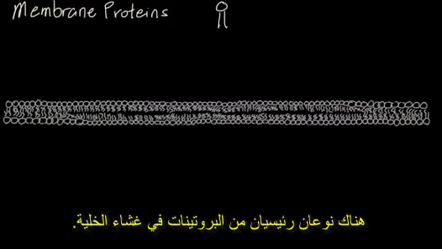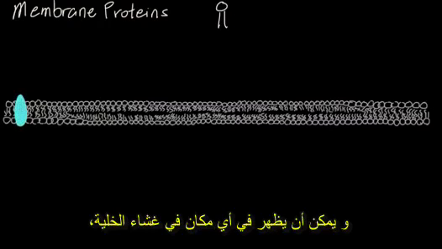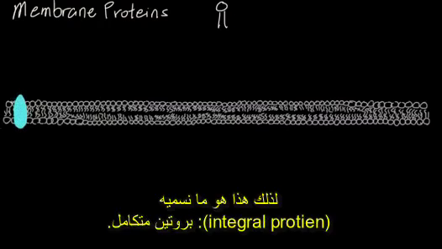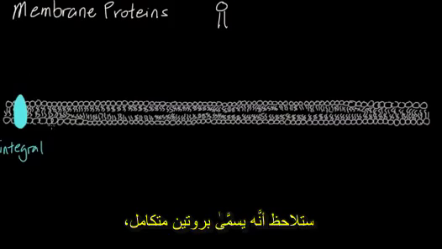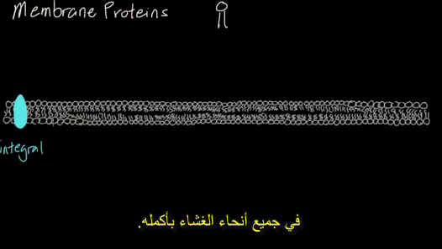Now, there's two major types of proteins in the cell membrane. The first can look something like this. And this can appear anywhere in the cell membrane, and there are usually quite a few of these throughout the entire cell. So this is what we call an integral protein. You'll notice that it's called an integral protein because you can think of it like it's integrated throughout the entire membrane.